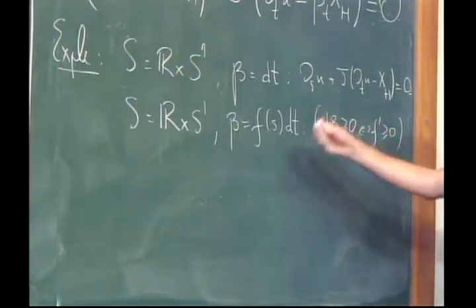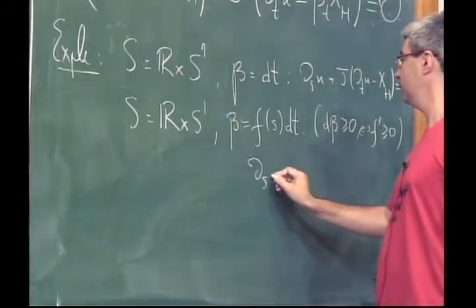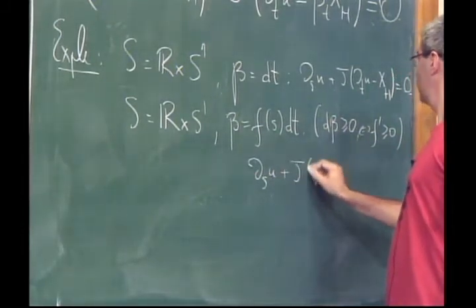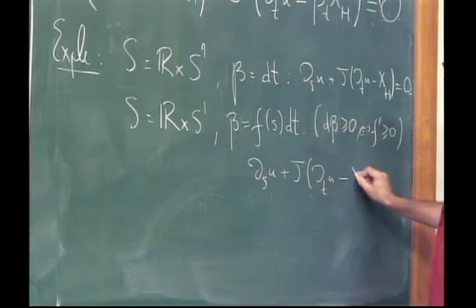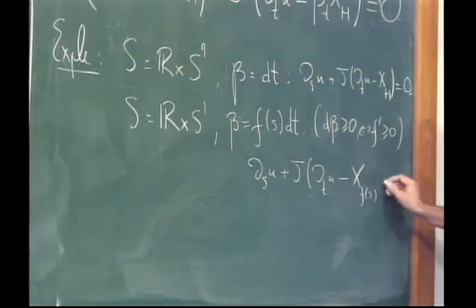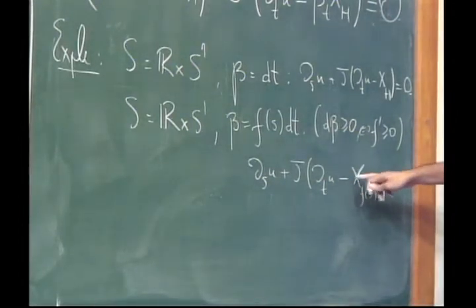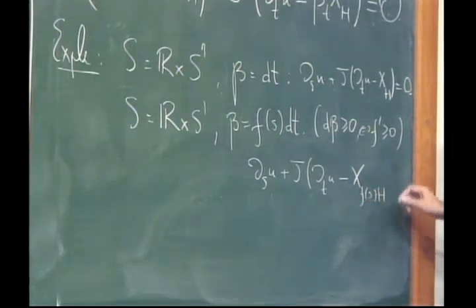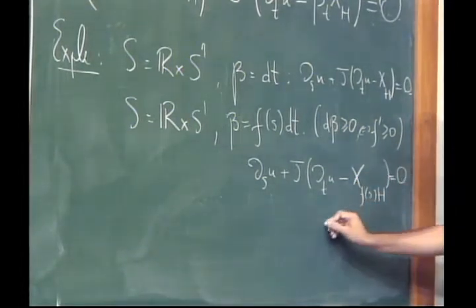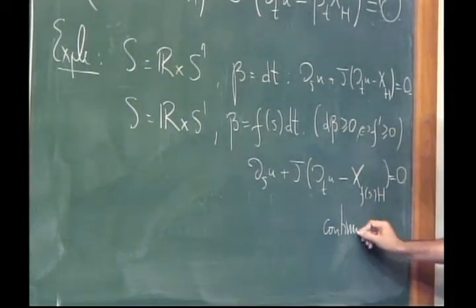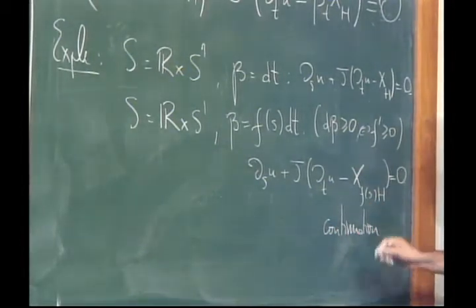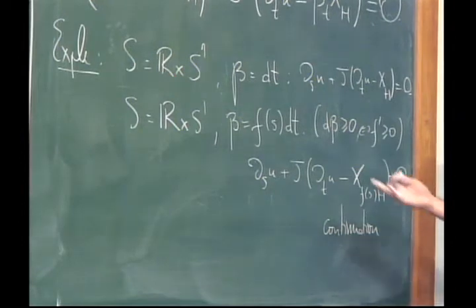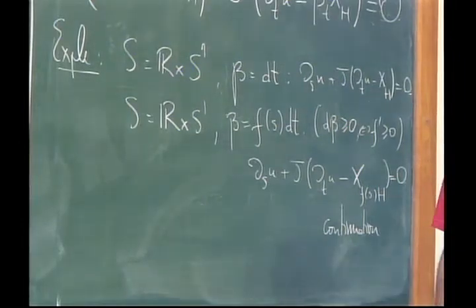So in this case, you get d_s u plus J d_t u minus X_{f(s)H}. I mean, f of s here, but I could just plug it into H as well. So that's a continuation equation. And of course, since beta does depend on s, there are no automorphisms, and that's what we did for continuation equations in Floer homology.